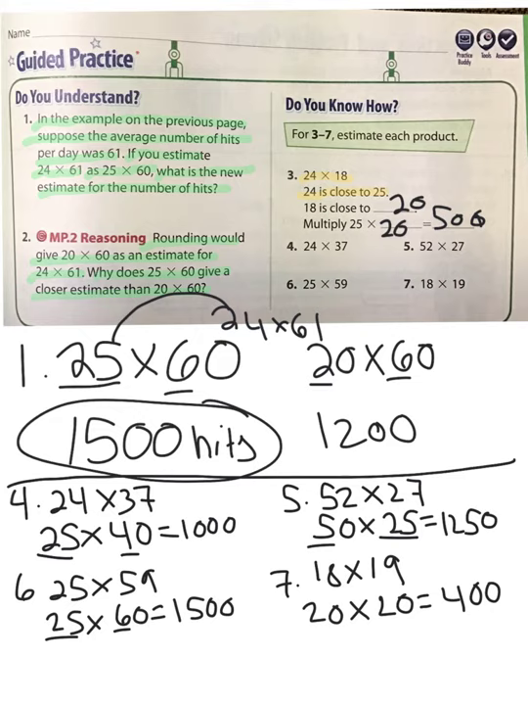Go ahead and do numbers 8 through 22 on the rest of this page. Please show me what you are using to round. And then on page 192, do numbers 23 and 25.